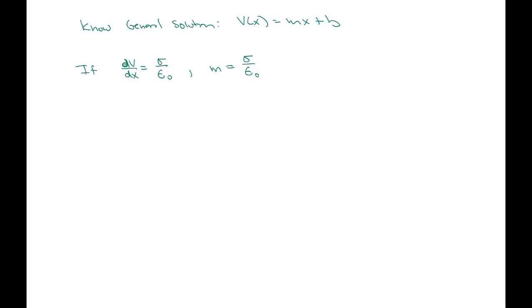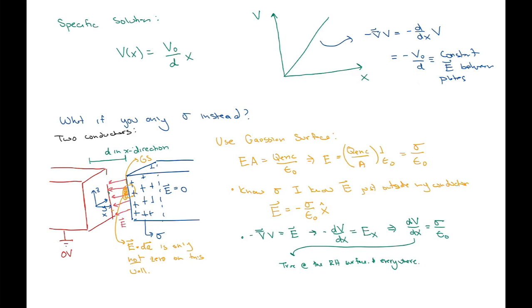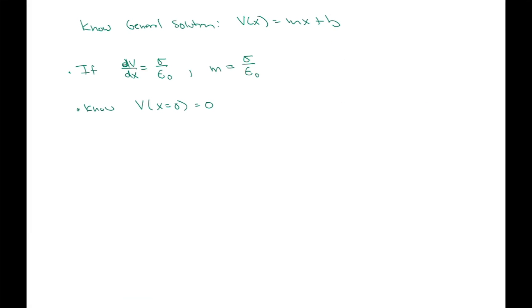Okay, so because I know m, and in this case I still know that the voltage at x equals 0 is still equal to 0, because the way I have this set up, this left-hand plate is still grounded. So that still tells me that B is equal to 0. And now I've got a solution which tells me that the potential between these plates is sigma over epsilon naught times x. Okay, this is a specific solution for this problem.